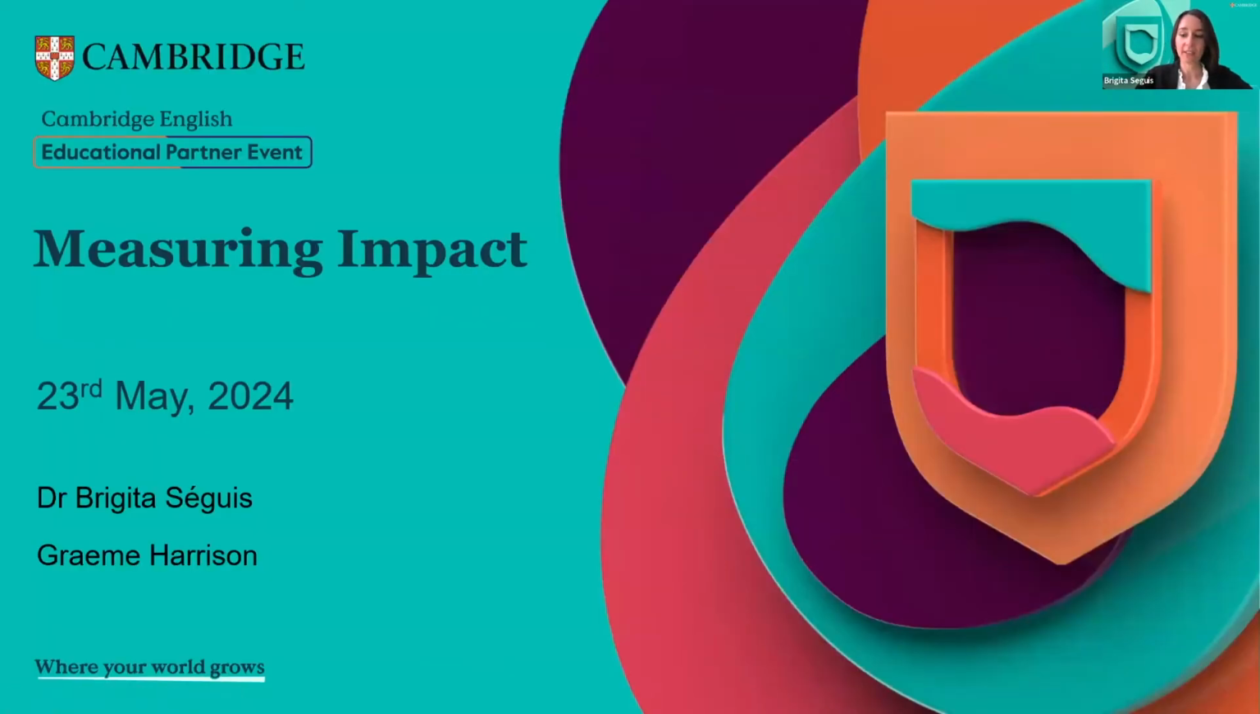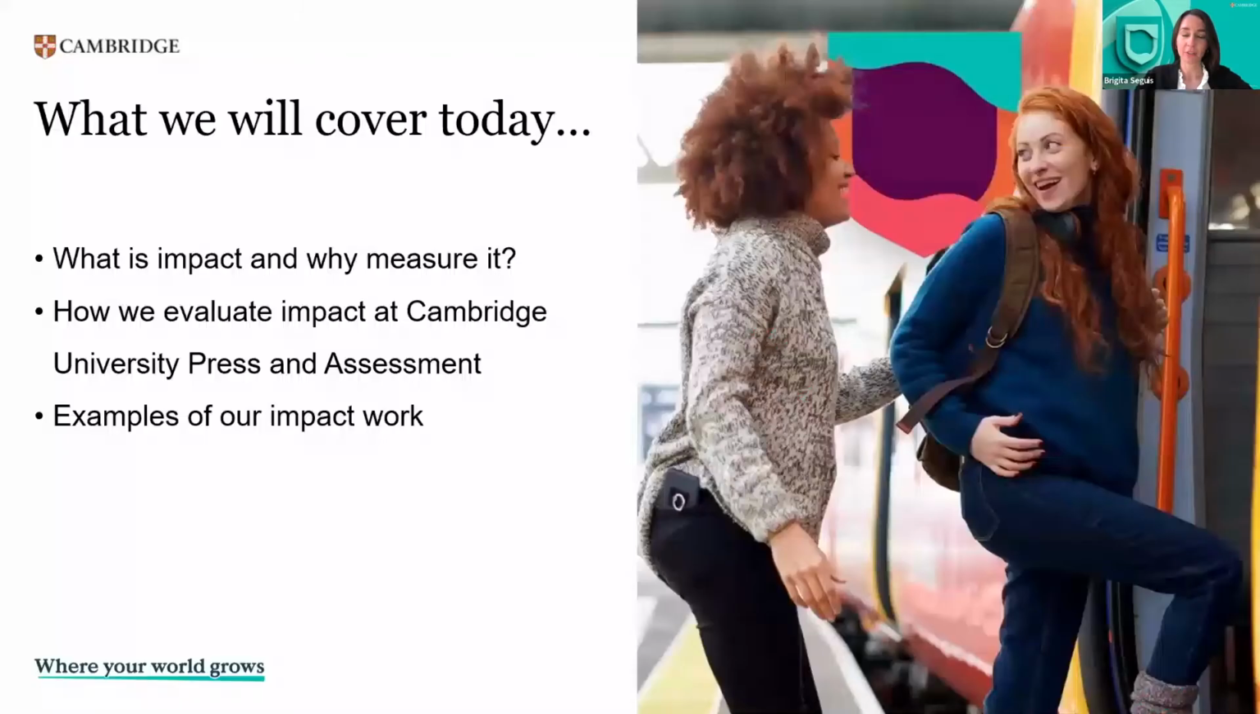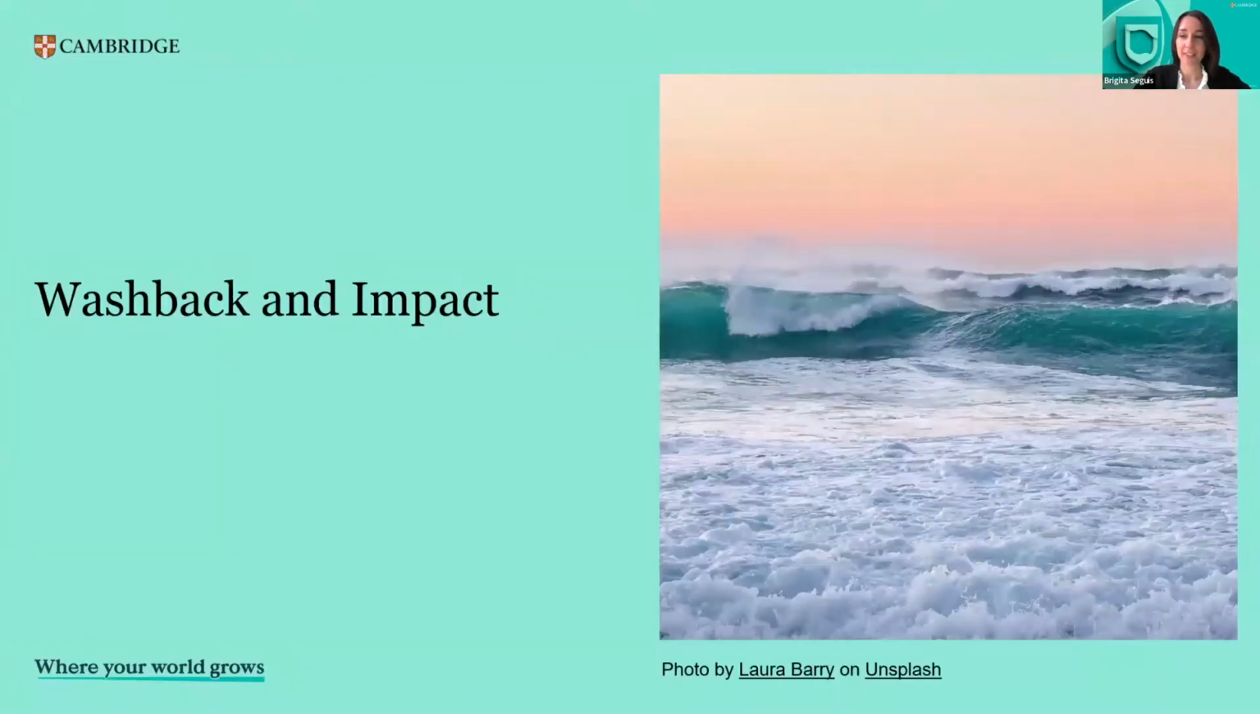Just to give you an idea of how we're going to structure our session, here's a brief agenda. We will start with defining impact and giving you some reasons as to why we think we should measure it in the learning and assessment context. Then we will tell you specifically about what we do at Cambridge University Press and Assessment with regard to impact evaluation. And then Graeme will talk you through some of the real life examples of our impact work. So without further ado, let's begin.